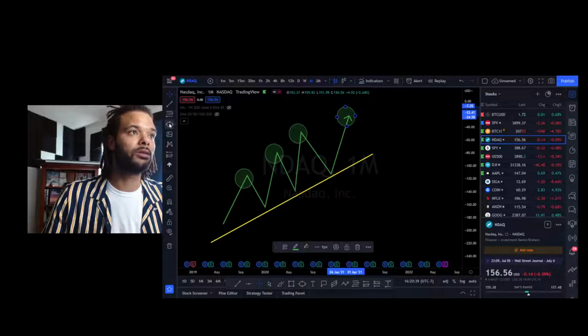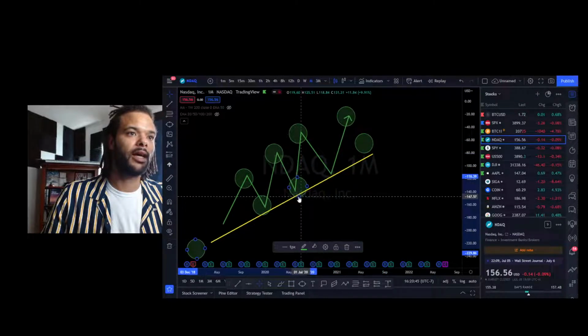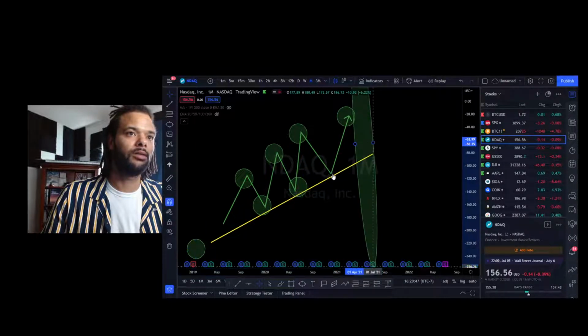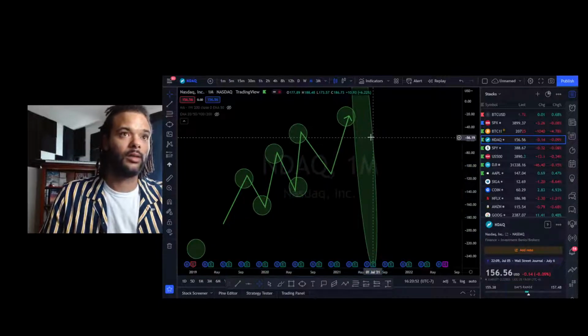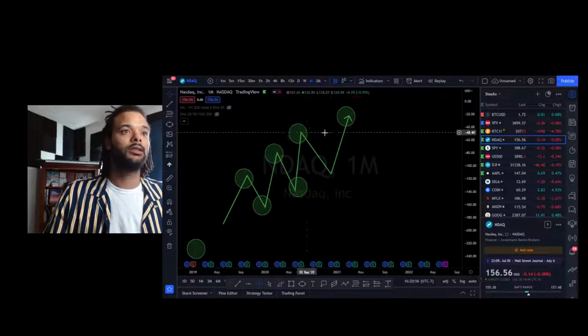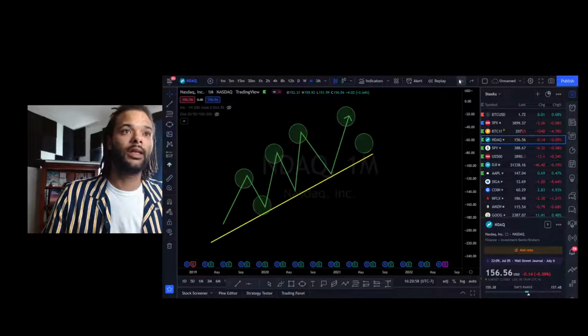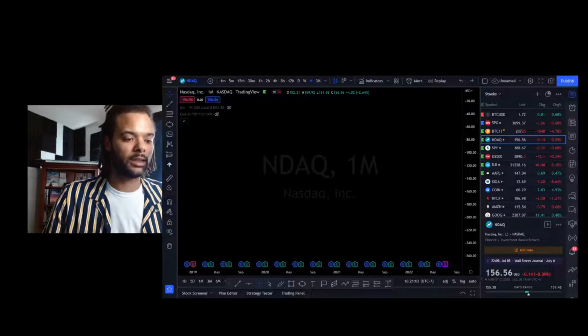Higher lows. Again, same thing. This is the low point. And then we have another low. And we continue to go on to make another low right here. All right, so that should be easy enough for you guys to understand. Higher highs, higher lows is an uptrend. Lower highs, lower lows is a downtrend.